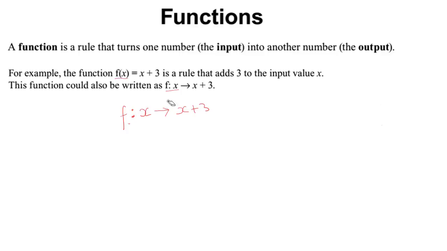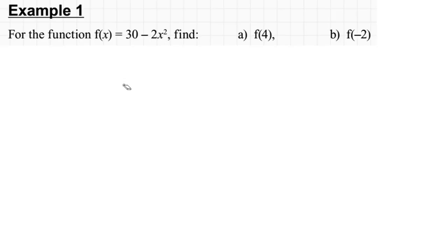Right, so I would like us to look at some kinds of questions that they're going to give in the exam that you should be able to do. Example 1 says, for the function f of x equals 30 take away 2x squared, find f of 4 and find f of -2. When you see numbers written in brackets like this after the f, that basically means this number is the input, or the x value. In this one here, it means the input is -2, or simply x is -2.